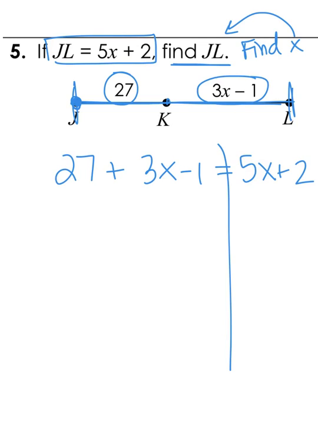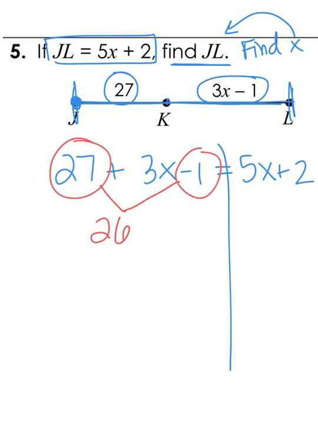The goal is to get all the x's or variables on one side, constants on the other. Before you do that, see if you can simplify it all. So I see 27, I see minus 1, those are both constants, so I can combine them. 27 minus 1 is 26. And then I'm going to just bring down that plus 3x. I'm not doing anything with that. Bring down the 5x and the plus 2.